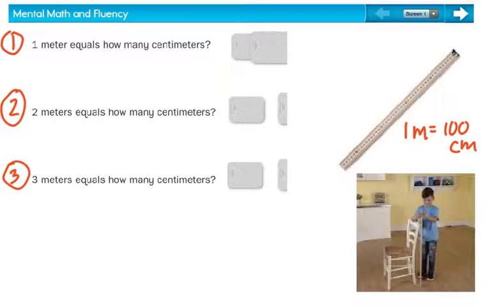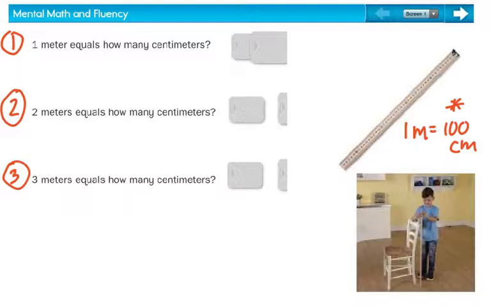So on number 1, would you write 1 meter equals how many centimeters? Hint, hint. Then for number 2, 2 meters equals how many centimeters? And 3 meters, how many centimeters does that equal? Go ahead and write that on your whiteboard. Remember to pause the video as needed.